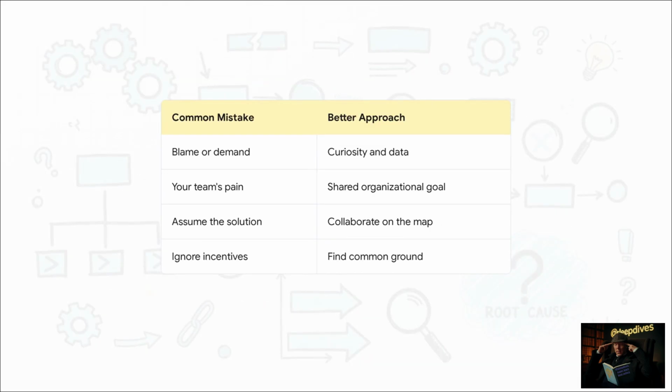This slide really breaks down the common mistakes. Don't go to another team pointing fingers. Go with genuine curiosity and the data to back it up. Don't just complain about how this affects your team. Frame it as a problem for the whole organization. And please, don't assume you already know the answer. Build the map together and find the solution together. It really all comes down to that timeless advice from Stephen Covey: seek first to understand, then to be understood. These maps are your tool for understanding.